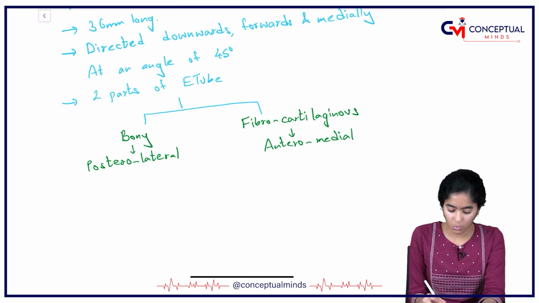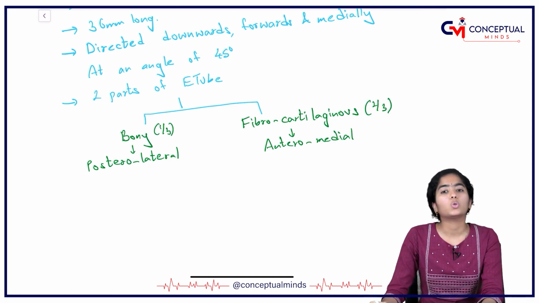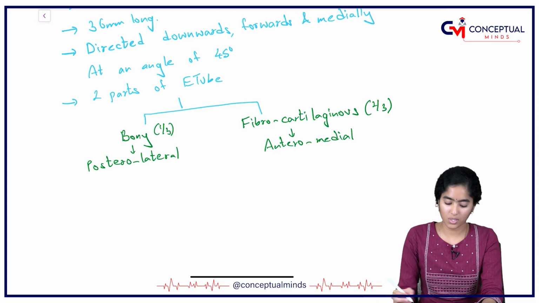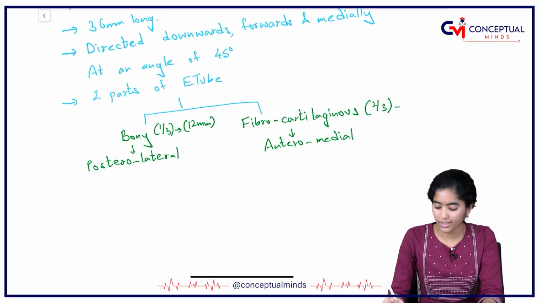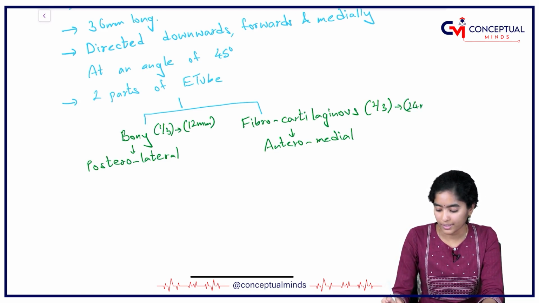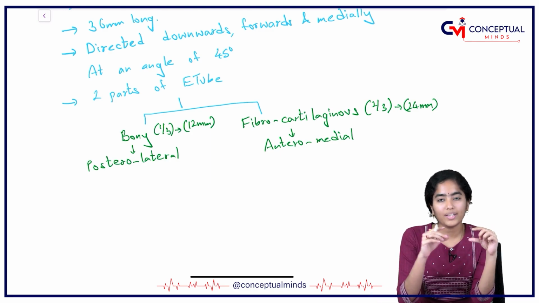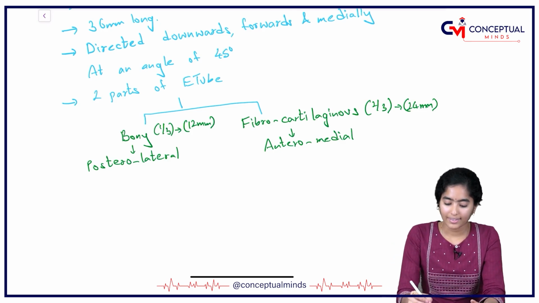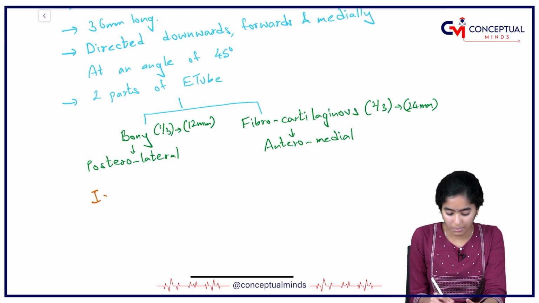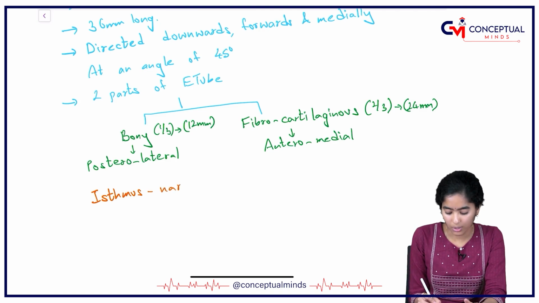And the bony part is 1/3 of the tube and the fibrocartilaginous part is 2/3. 1/3 of 36 millimeters is 12 millimeters and the fibrocartilaginous part is 24 millimeters. This is about the anatomy of the Eustachian tube. At the junction of the bony and fibrocartilaginous parts, there is a narrowing of the tube and that narrowing is called the isthmus. What is the isthmus? It is the narrowest part of the tube.